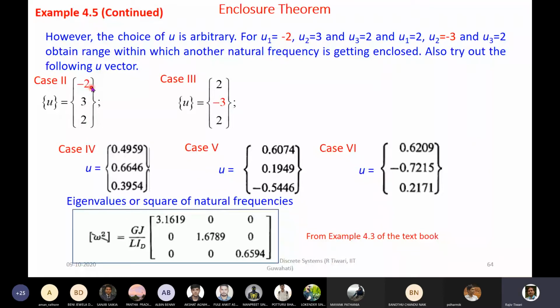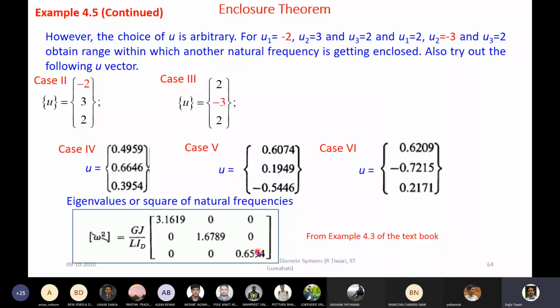This kind of trend we have usually found in the second natural frequency, in which one of the masses is having opposite motion as compared to the others. So if we use this instead of the previous u, and we obtain the v value, w value, then we'll find that we enclose the second natural frequency. This is actually the solution I have given here, which is example 4.3 from the textbook. So when we use all positive eigenvector, we enclose this.